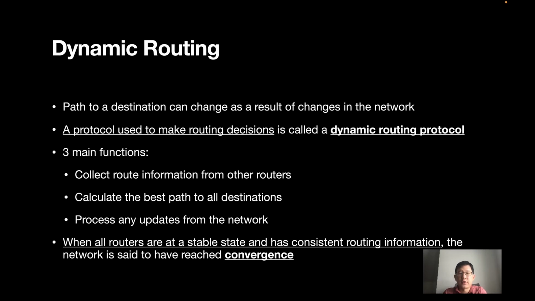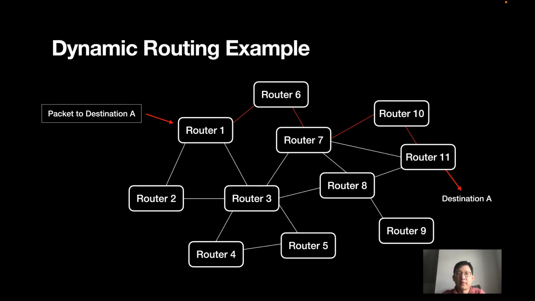Now, the path to a destination can change as a result of changes in the network, and that's why we use something called a dynamic routing protocol. A dynamic routing protocol is a protocol used to make routing decisions automatically. And there are three main functions performed by a dynamic routing protocol. First is collect routing information from other routers, and second is to calculate the best path to all destinations. And if there's any updates from the network, process those updates and recalculate the best path to all the destinations. And when all routers are at a stable state and it has consistent routing information, the network is said to have reached convergence.